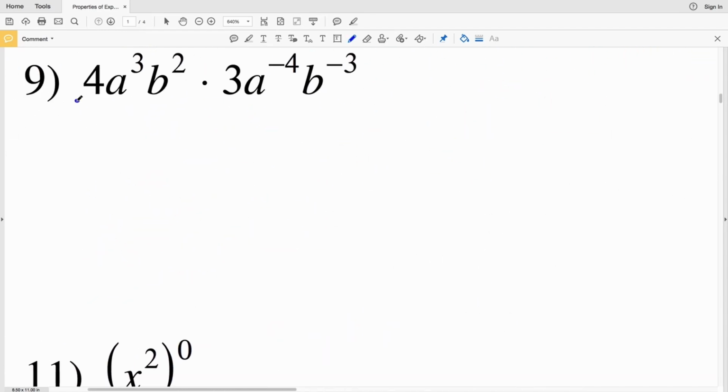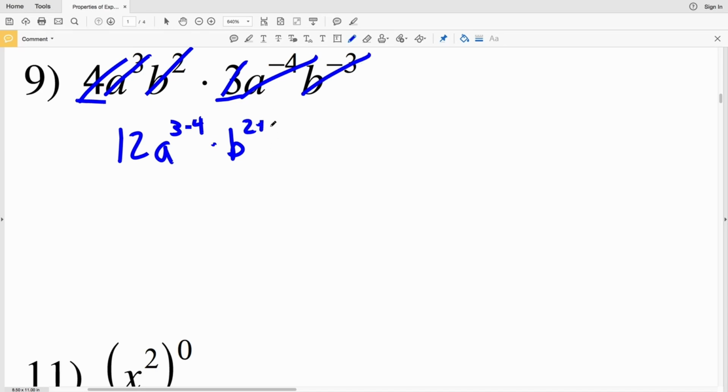And number 9, I'll start by multiplying 4 and 3 together to get 12. Now I'll combine my bases of a. So I'll have a to the 3, and then I'm going to be adding that to negative 4, or subtracting 4. And then finally I'll multiply that to my bases with b, which is b squared, so b to the 2 plus negative 3, or minus 3. So that's 12 times a to the negative 1, since 3 minus 4 is negative 1, times b to the negative 1 as well, since 2 minus 3 is negative 1.